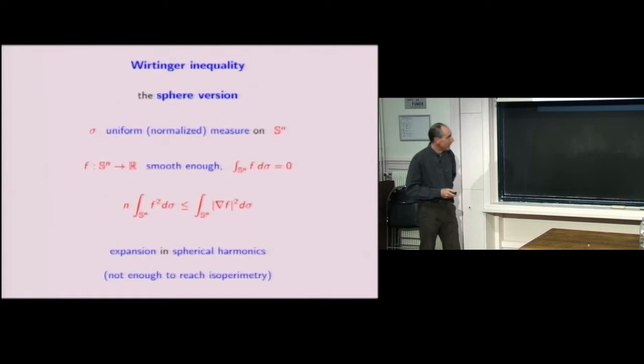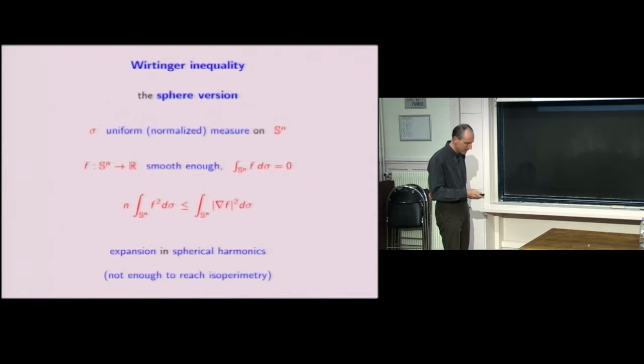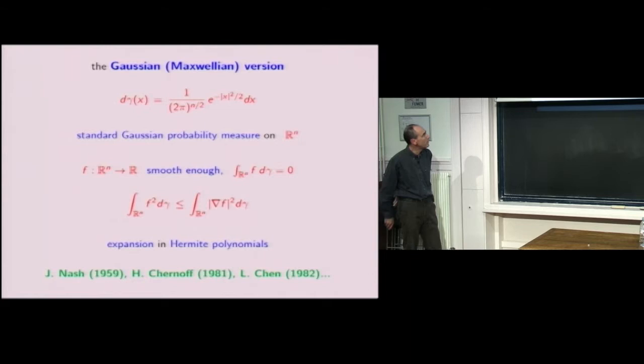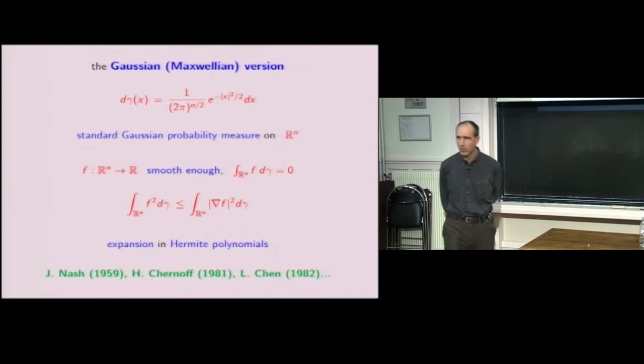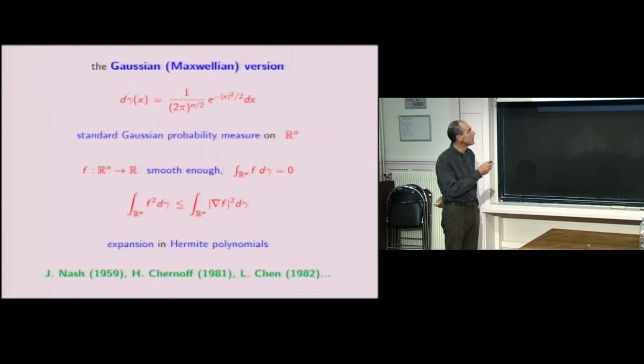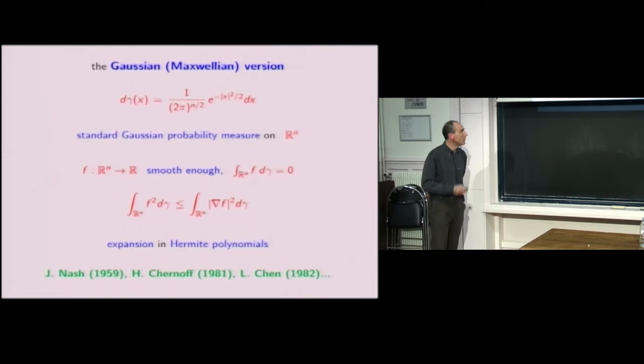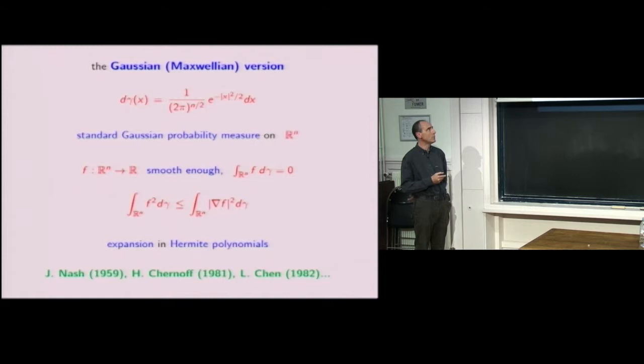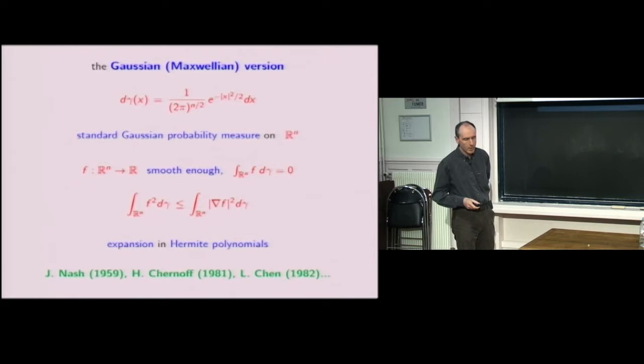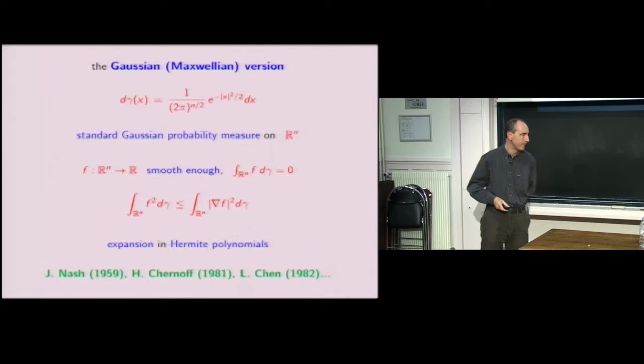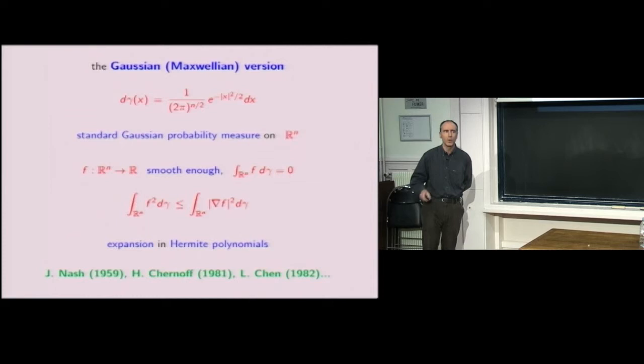It is interesting to mention that there are other examples where this proof by expansion along an orthonormal basis may be applied in other situations. And here's one example to which we will refer later on. This is the case of the Gaussian or Maxwellian measure on R^n, which in its probabilistic normalization is described like this, and for which, again, you have a Poincaré inequality, namely that if f is a smooth function with mean zero, you compare the L2 norm of f with the L2 norm of its gradient. And the proof similarly goes by a kind of series expansion, this time using the Hermite polynomials, which are the orthogonal polynomials for the Gaussian measure. And this result is quoted in a number of papers, but probably it was known much earlier in the physics literature.